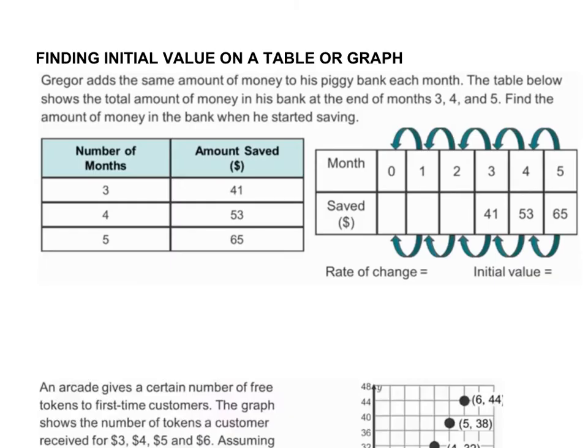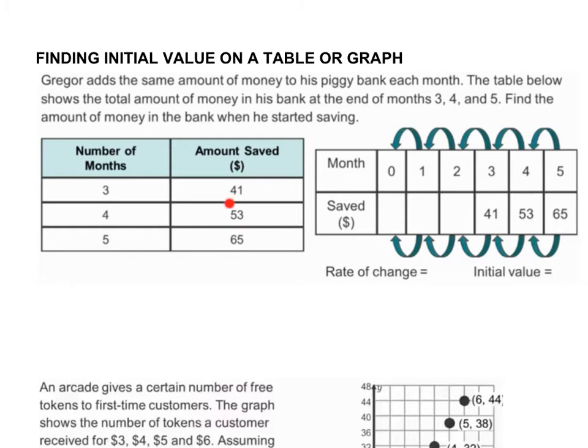Sometimes you aren't given the initial values. Sometimes you're given pieces of information, and what you're being asked to do is to calculate the initial value. So let's take a look at this. We're going to look at a table. Gregor adds the same amount of money to his piggy bank each month. The table below shows the total amount of money in his bank.